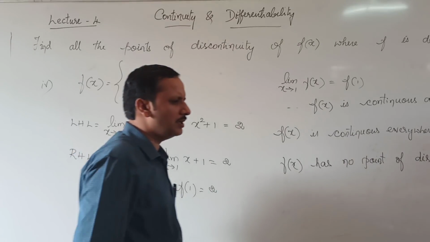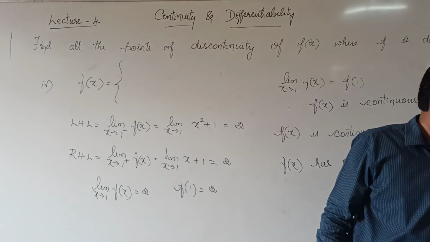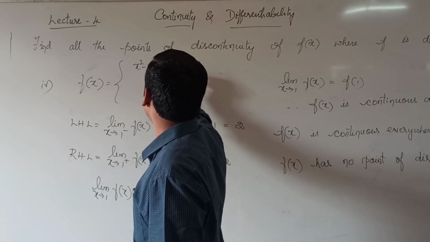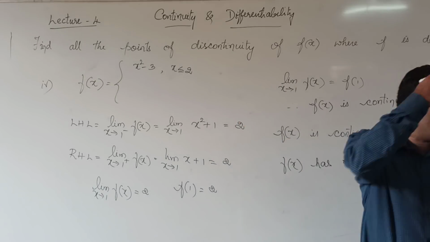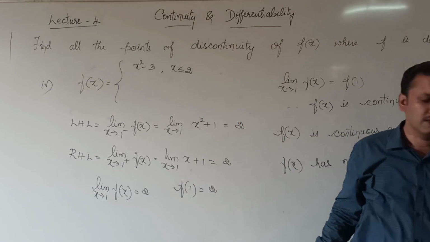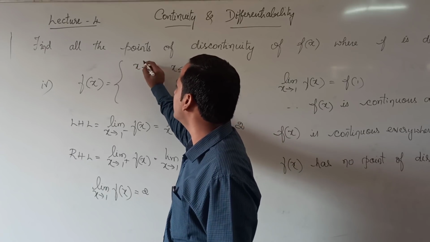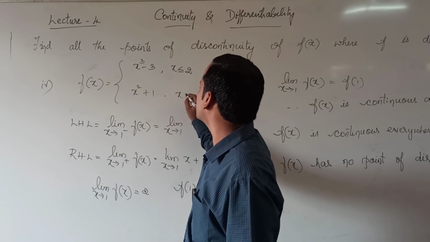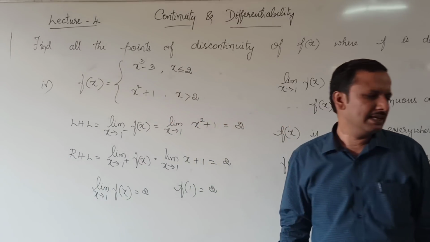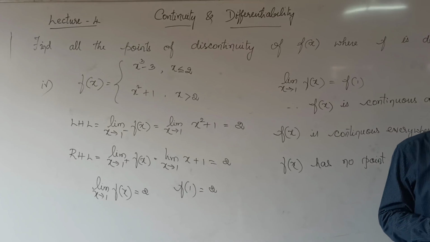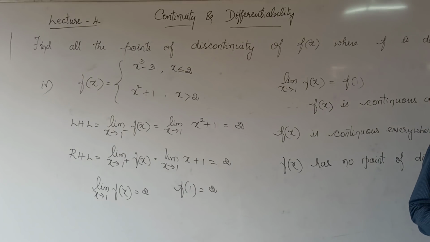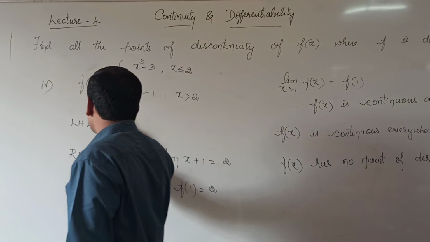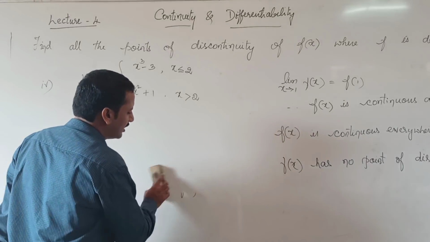F of x is defined as x cube minus 3 if x is less than or equal to 2, and x square plus 1 if x is greater than 2. The question is to find all the points of discontinuity.